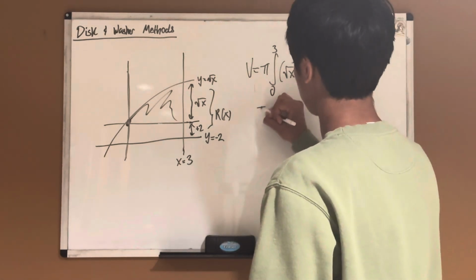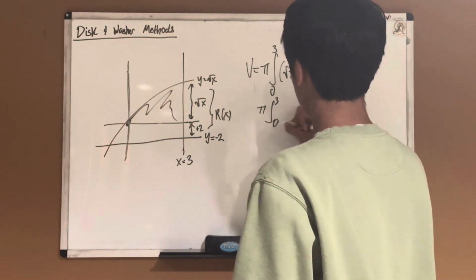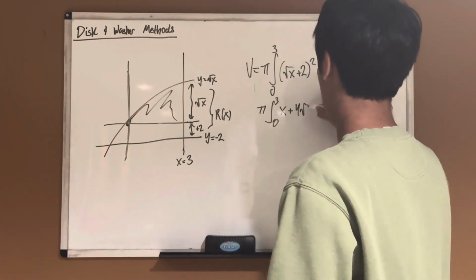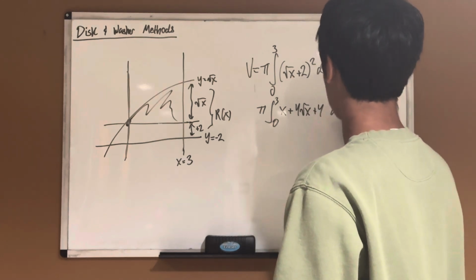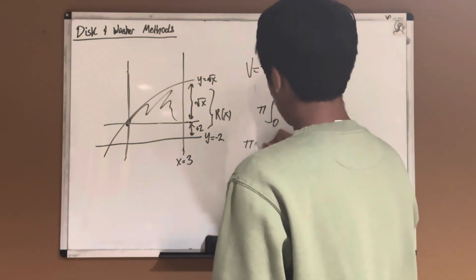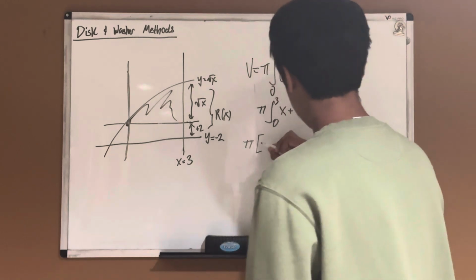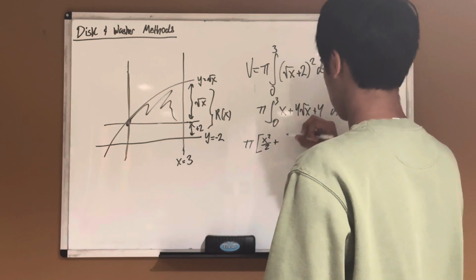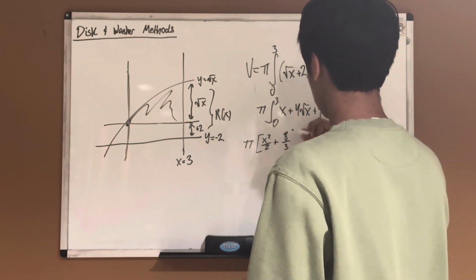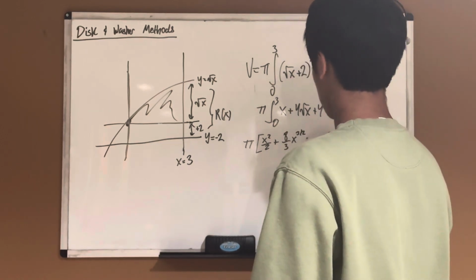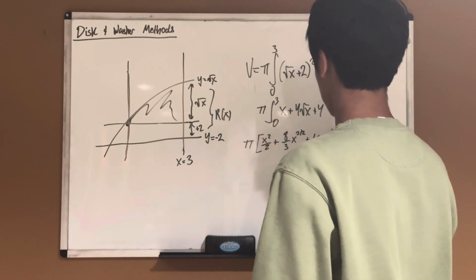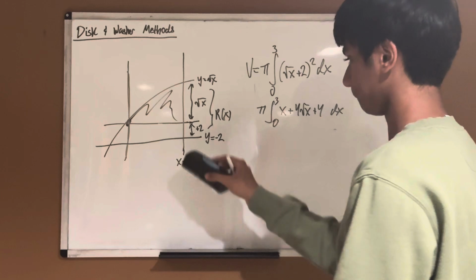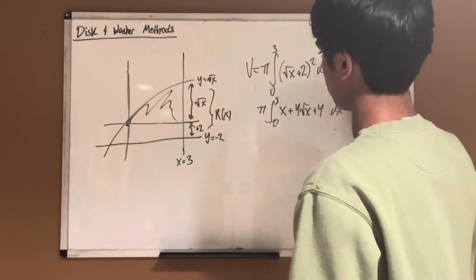If we solve for this, we have pi times the integral from 0 to 3 of x plus 4 root x plus 4 dx. Then we get pi times x squared over 2 plus 8/3 x to the 3/2 plus 4x, and then we just plug in 3 and 0. So again, the idea here is we just want to find big R of x and then plug into the formula.